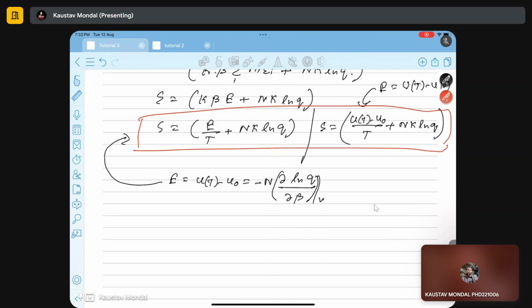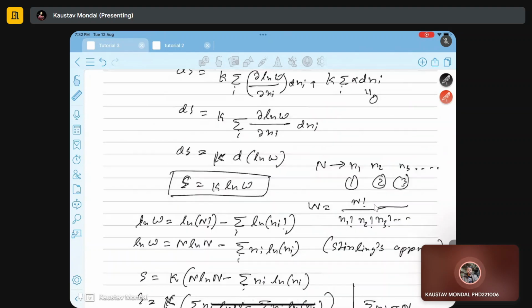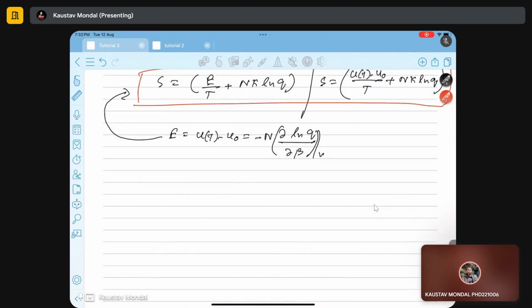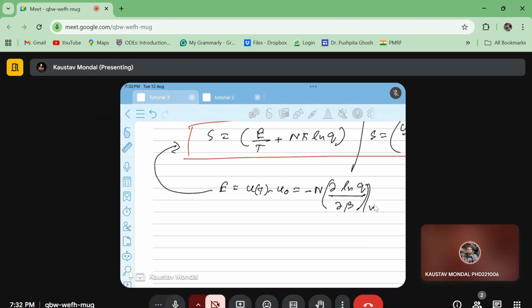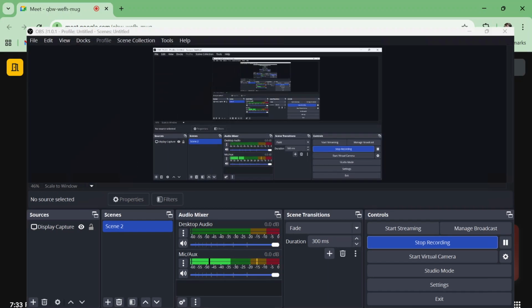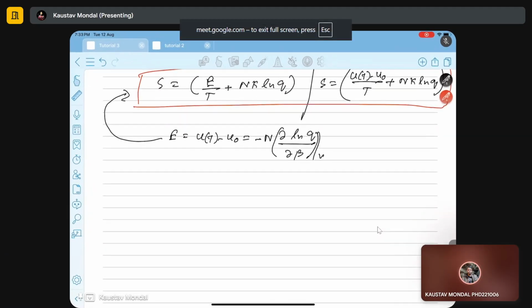So we will actually do a kind of problem. For a three-level single particle system with n equal to 1, we will calculate all these things: the internal energy, the specific heat, and lastly the entropy, and how the entropy behaves. So we'll do it. Let me just check what is the status of the recording. This recording is doing fine. So okay.